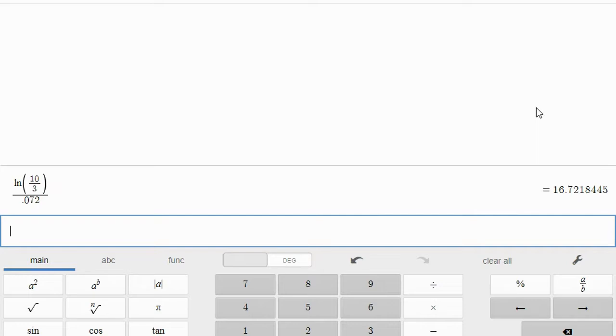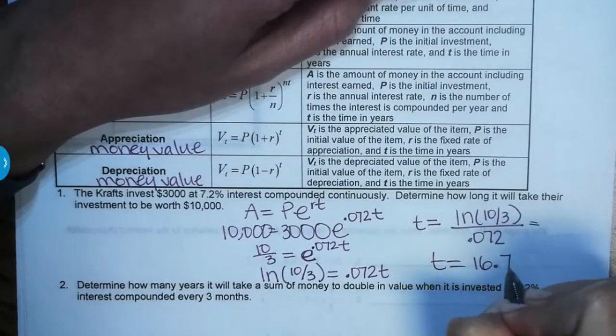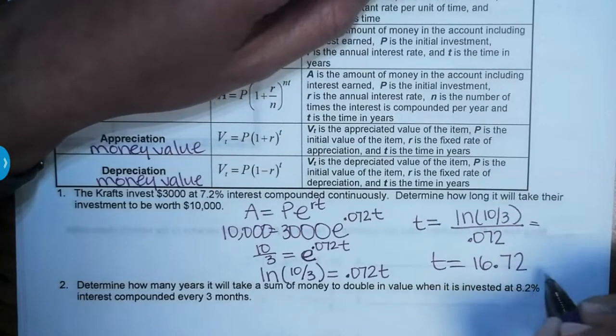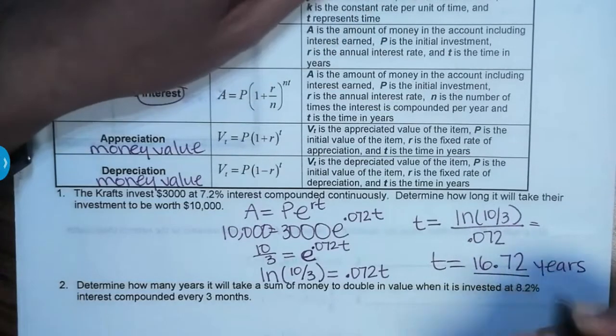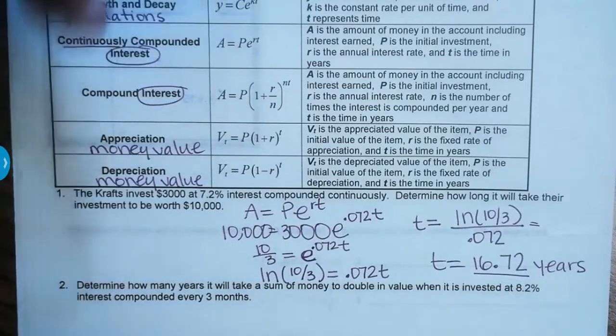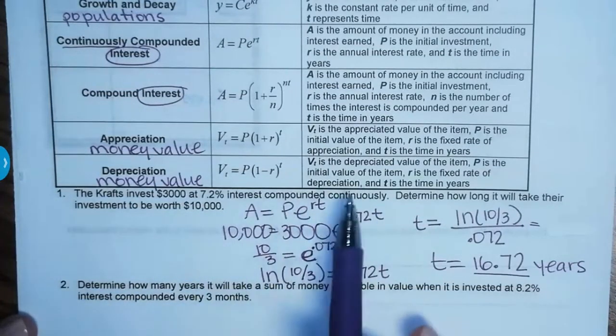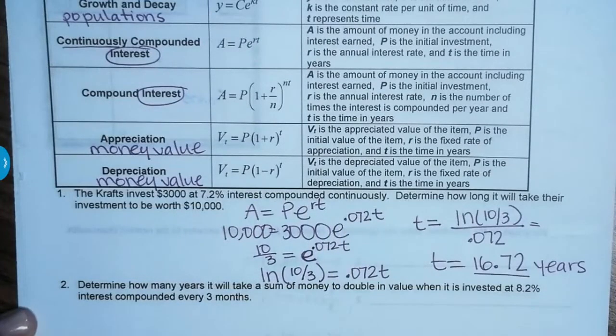So I'm going to write t equals 16.72. For the quiz, you just need to fill in the blank. Don't put any units. The units will already be there. You just need to type in your answer, 16.72. So after 16.72 years, the Crafts will have $10,000 in their account if their money was compounded continuously at 7.2%.